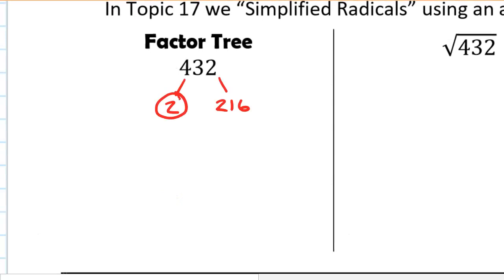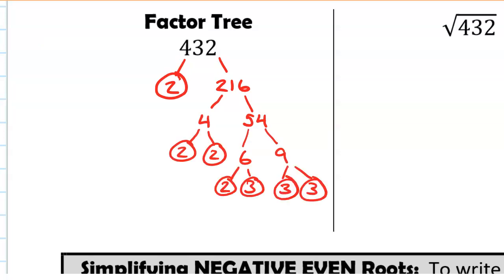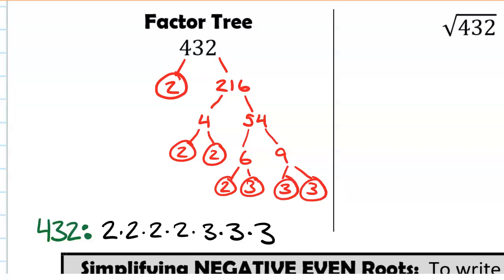Even number, clearly divisible by 2. 216 divisible by 4 and 54. 4 is 2 and 2. 54, 6 and 9. 6, 2 and 3, and 9, 3 and 3. Giving us a prime factorization of 2 times 2 times 2 times 2 times 3 times 3 times 3.